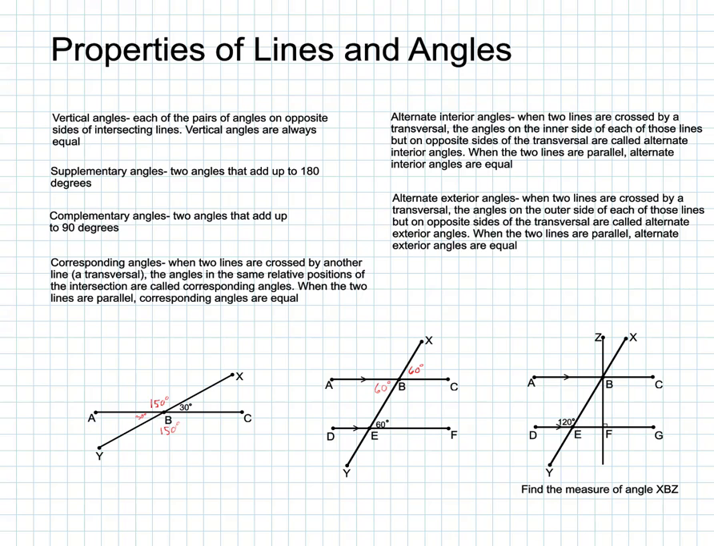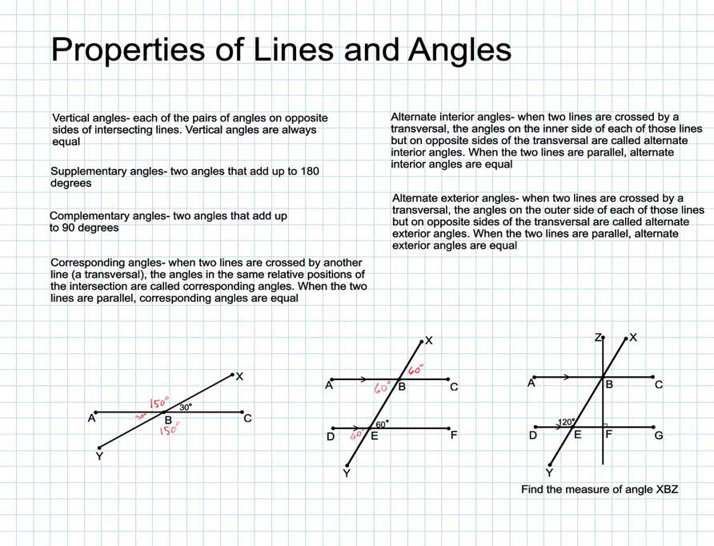When two lines are crossed by a transversal, the angles on the outer side of each of those lines, but on opposite sides of the transversal, are called alternate exterior angles. When two lines are parallel, alternate exterior angles are equal. So if we're looking at that middle figure again, we can figure out that angle DEY is 60 degrees because it is an alternate exterior angle with angle XBC. Likewise, it is a corresponding angle with angle ABE, and it is a vertical angle with angle BEF. So there were multiple ways to figure out angle DEY was 60 degrees based on what we've done so far.